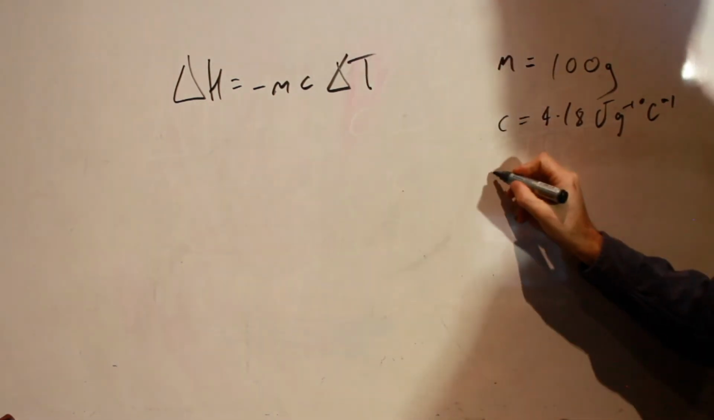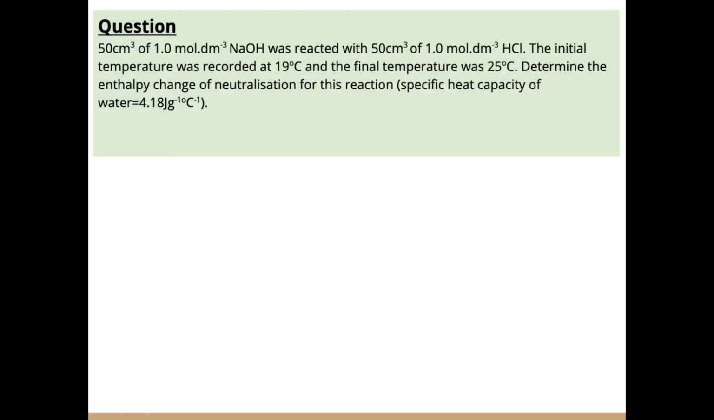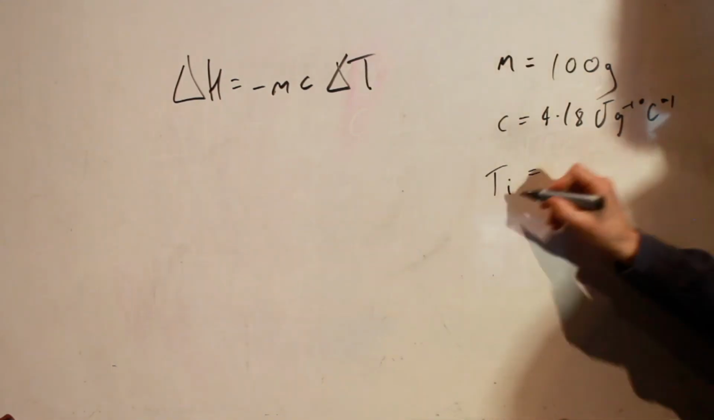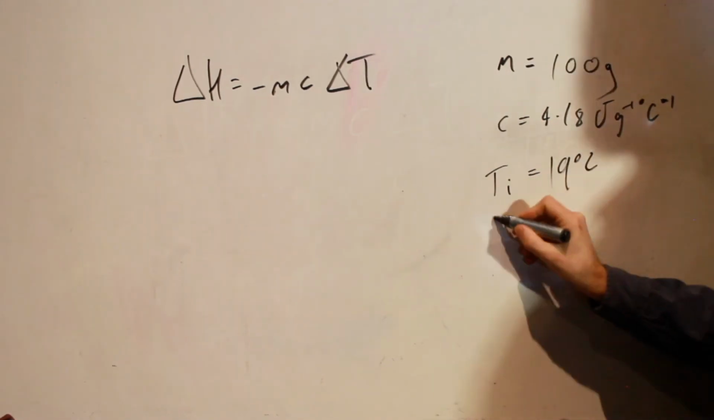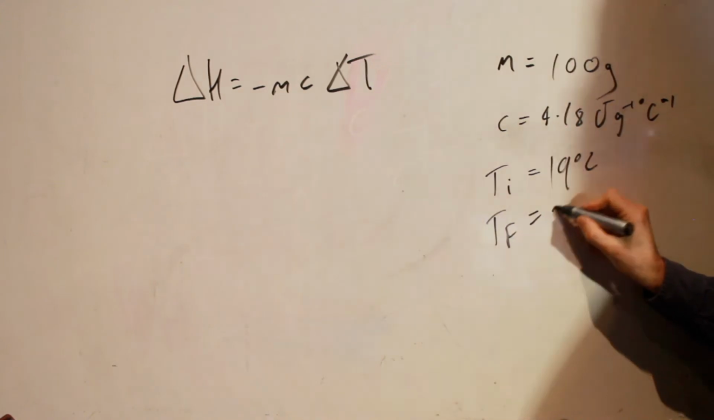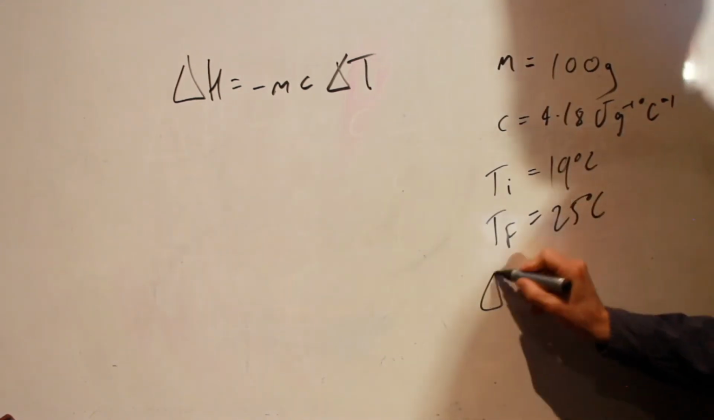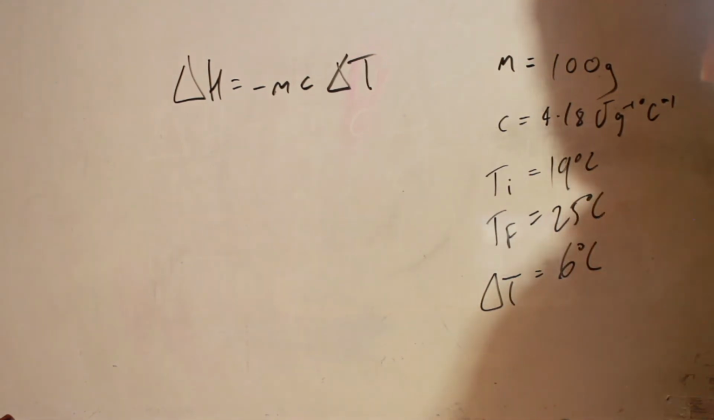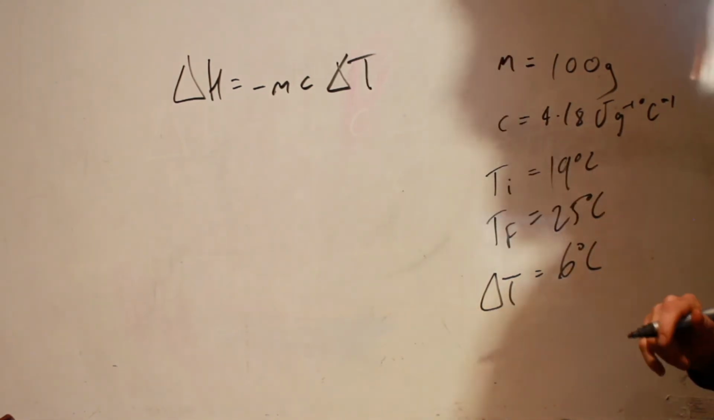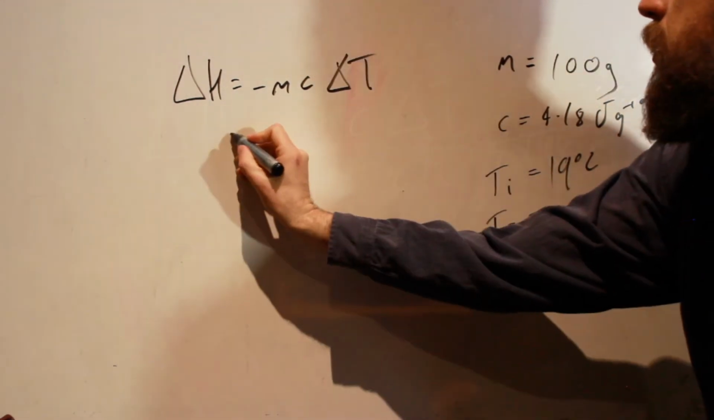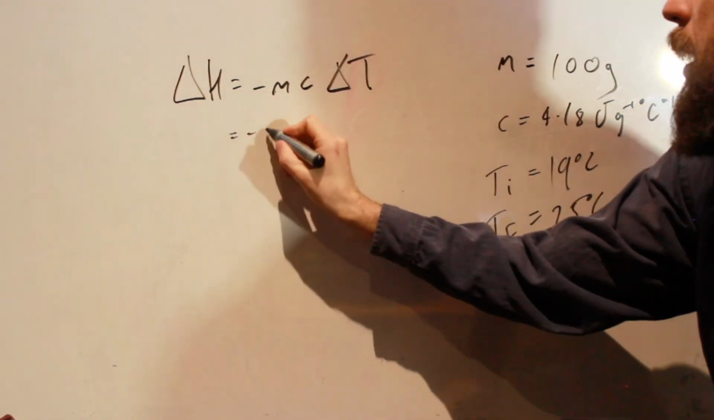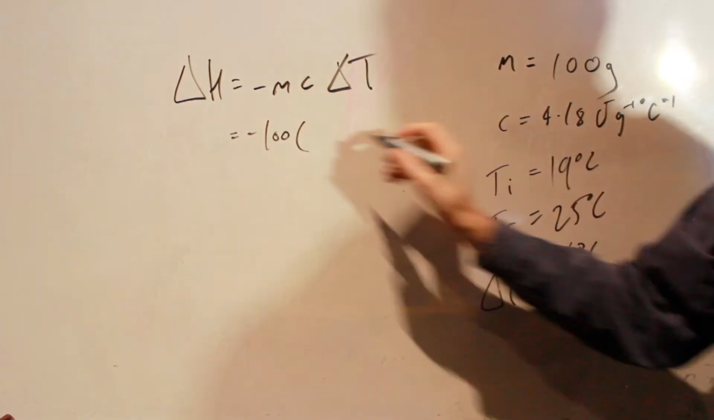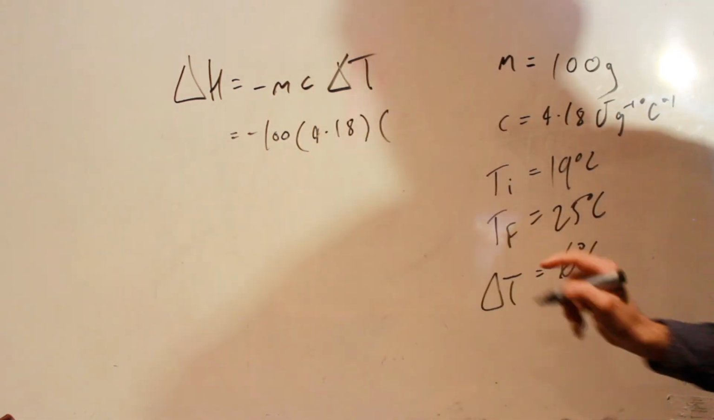And then my temperature, I'm given an initial temperature of 19 degrees Celsius. I'm given a final temperature of 25 degrees Celsius. So my delta T is going to be equal to 6 degrees Celsius. Excellent, we're all in the units that we need to be in. Let's pump all this into the equation. Minus 100 times 4.18 times 6.